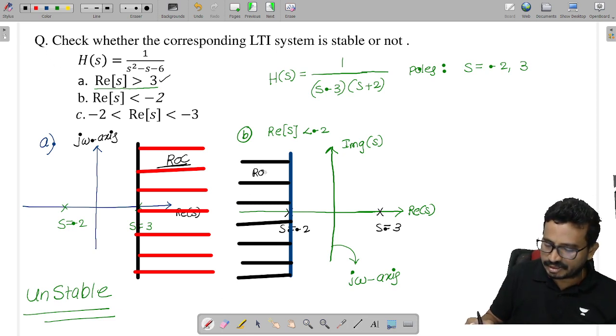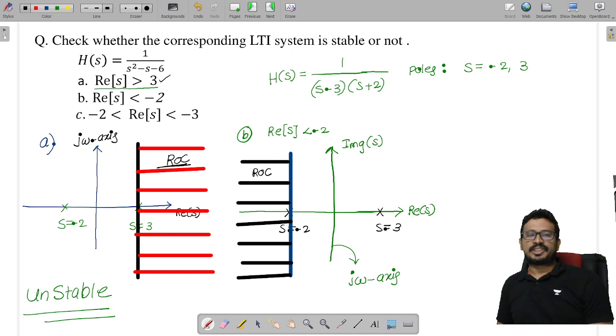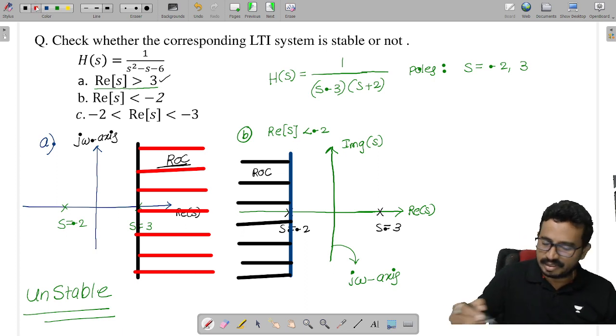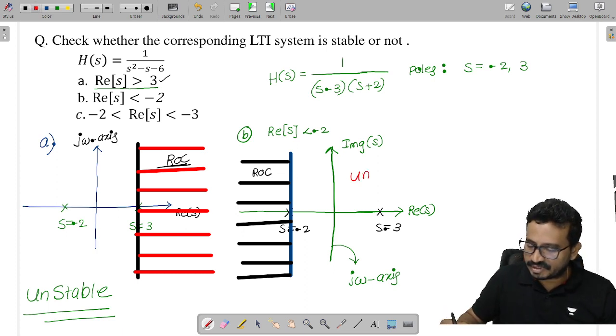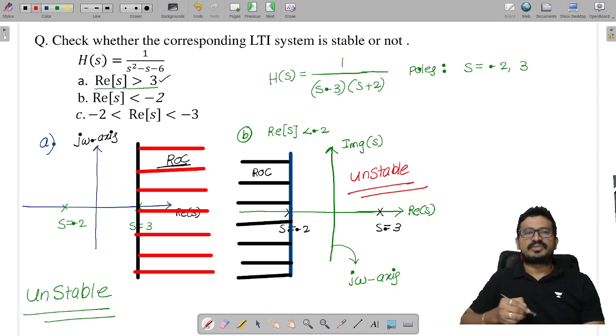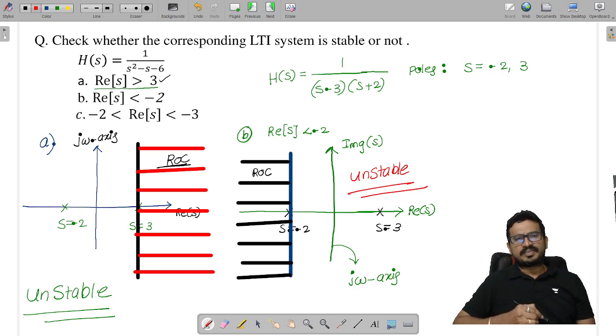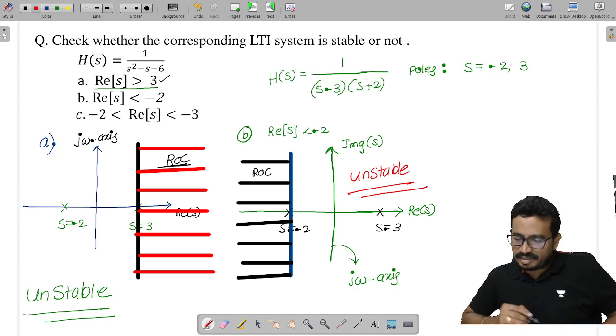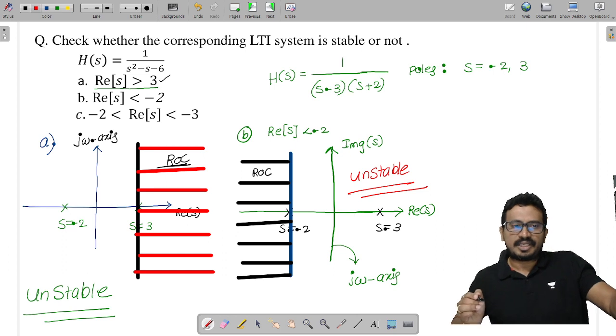Now in this case, does the ROC include the j omega axis? The ROC in this case also does not include the j omega axis. So what I can say, the nature of the system, now tell me, is unstable. The nature of the system is unstable. Now let's see the next case.